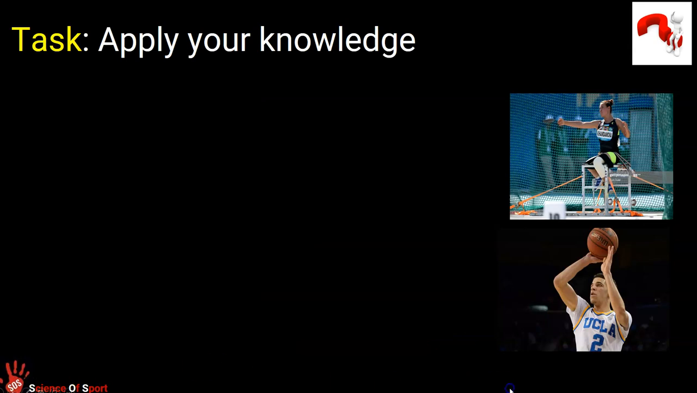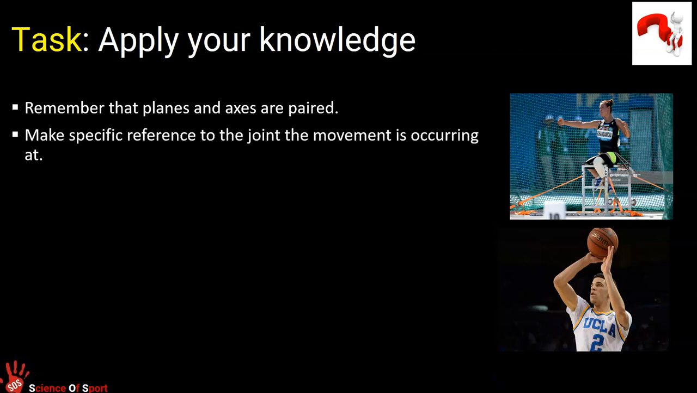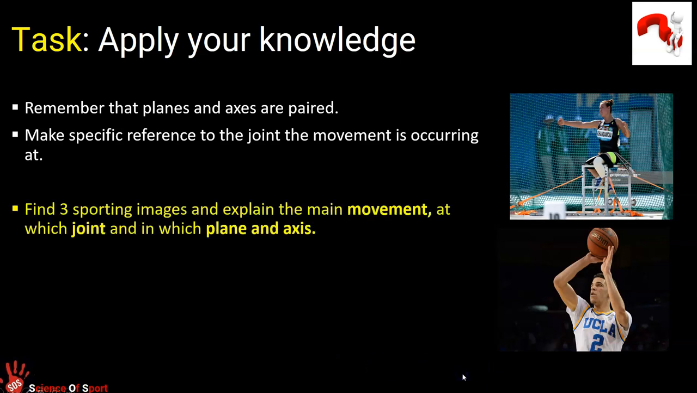So a task for you now to apply your knowledge of planes and axes. What you're going to do is you're going to obviously use your knowledge and understanding that planes and axes are paired. You're going to make sure that when you describe your sporting action that you refer specifically to the joint that the movement is occurring in. So ultimately what you've got to do is find 3 sporting images. I've picked 2 out over here as my examples. You're going to find 3 sporting images and you're going to explain the main movement that's occurring, at what joint that movement's occurring, and in which plane and axis that movement is occurring.